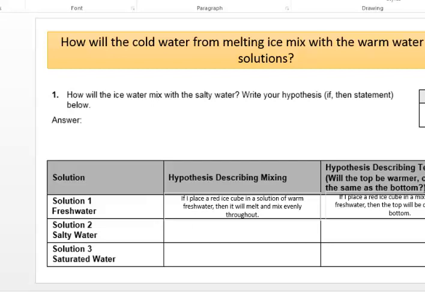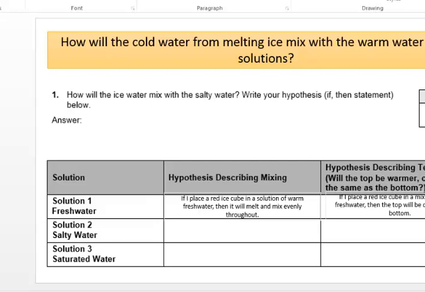For an example, if I place a red ice cube in a solution of warm salty water, then it will melt and blank. Do you think that it will stay at the top? Do you think it will stay in the middle? Do you think it will stay in the bottom? Do you think it will mix evenly throughout?